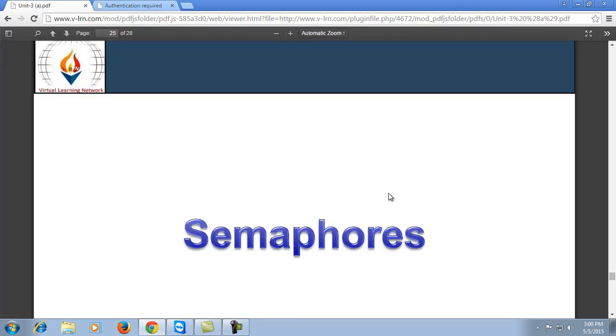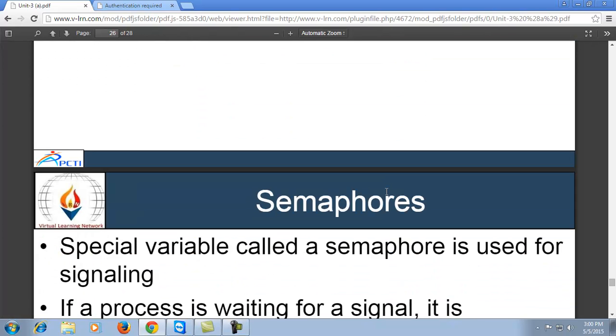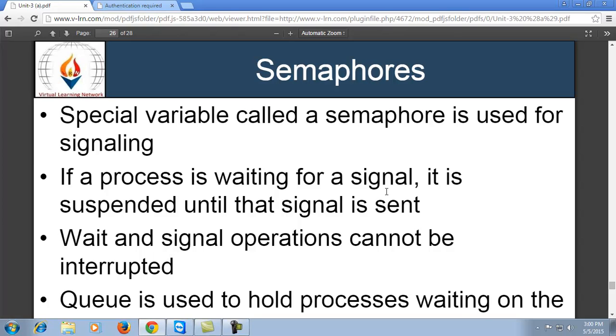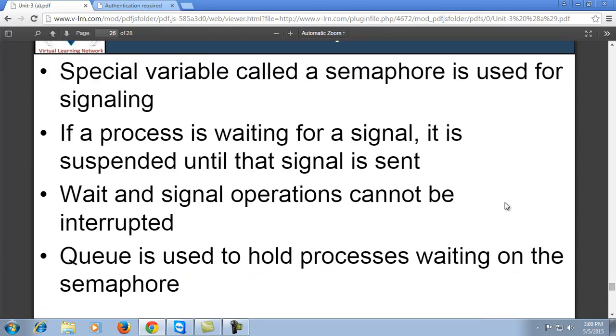The next topic is semaphores. In this, a special variable called a semaphore is used for signaling. If a process is waiting for a signal, it is suspended until that signal is sent. Wait and signal operations cannot be interrupted. Next point, Q is used to hold processes waiting on the semaphore.